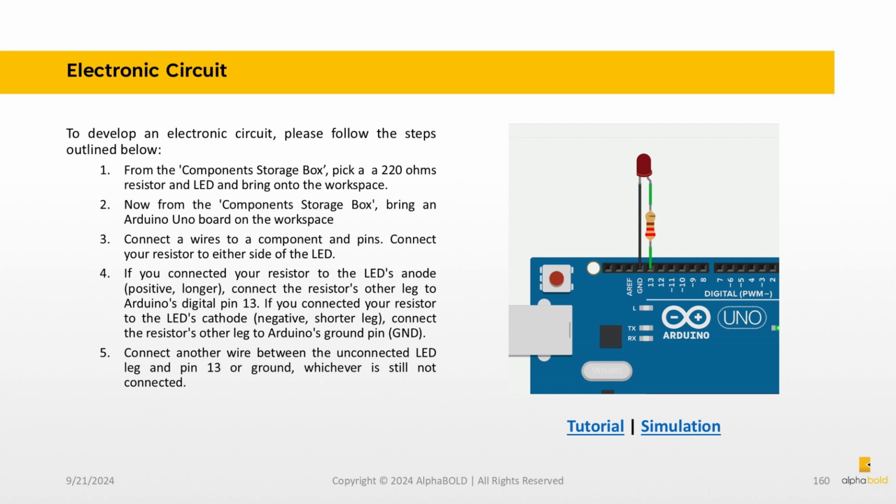If you connected your resistor to the LED's anode (positive, longer leg), connect the resistor's other leg to Arduino's digital pin 13. If you connected your resistor to the LED's cathode (negative, shorter leg), connect the resistor's other leg to Arduino's ground pin, GND. Create another wire between the unconnected LED leg and pin 13 or ground, whichever is still not connected.